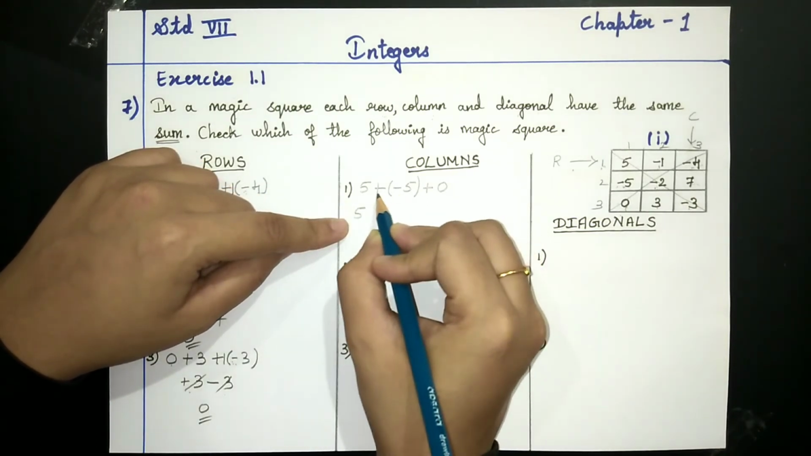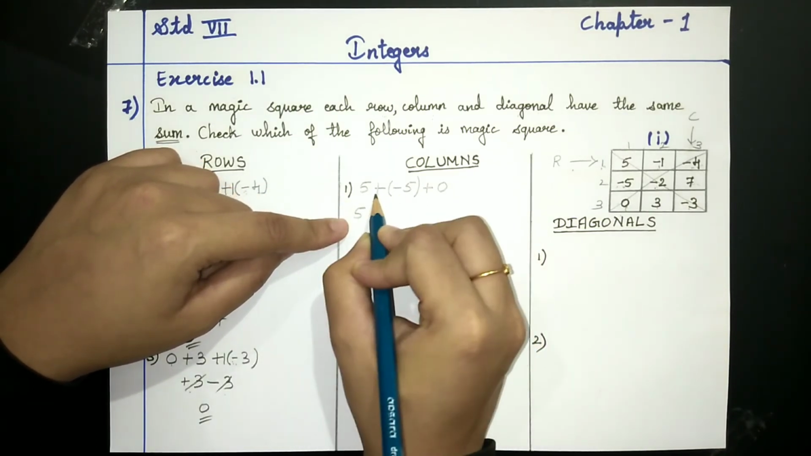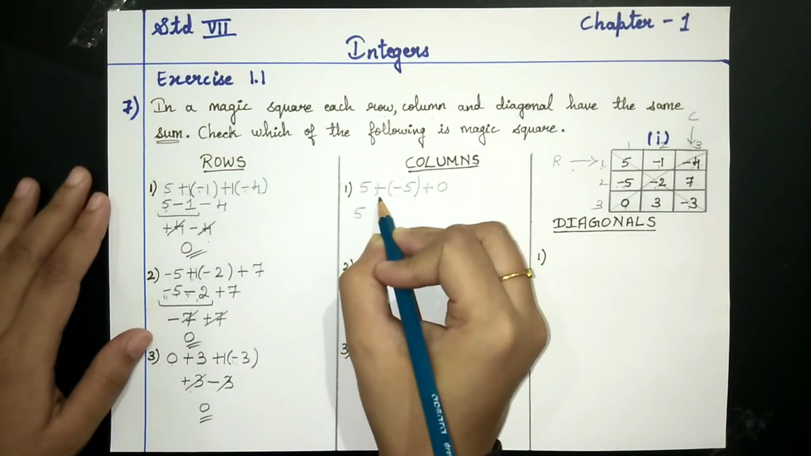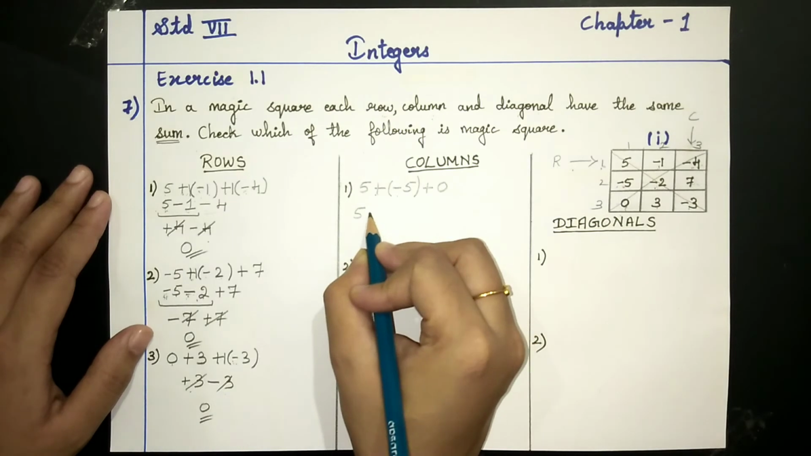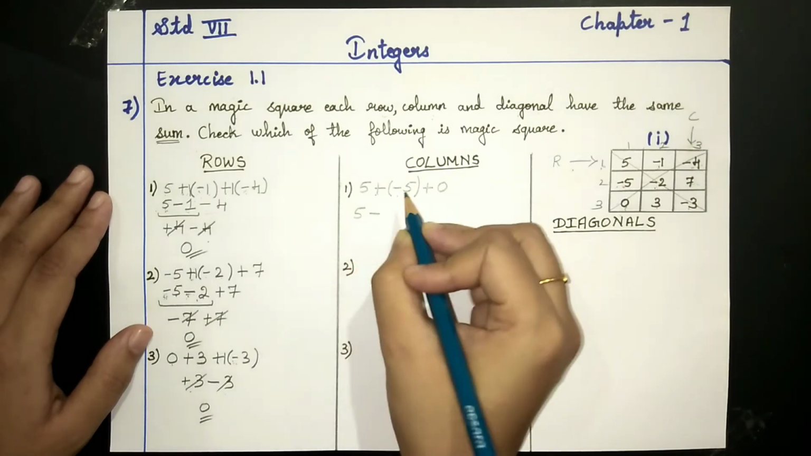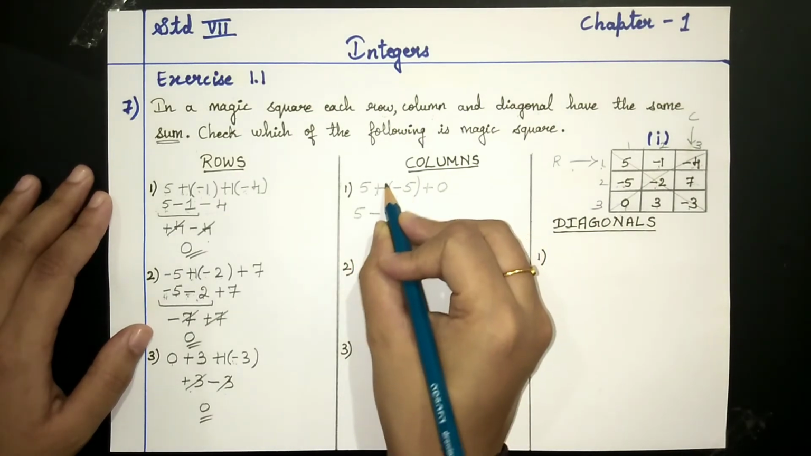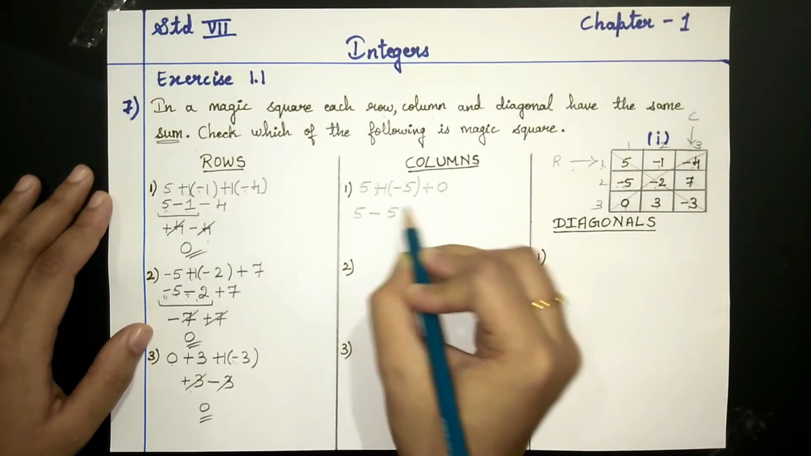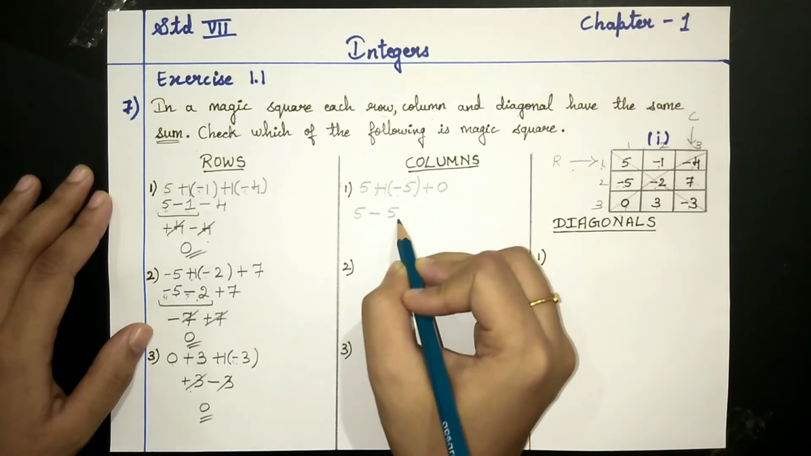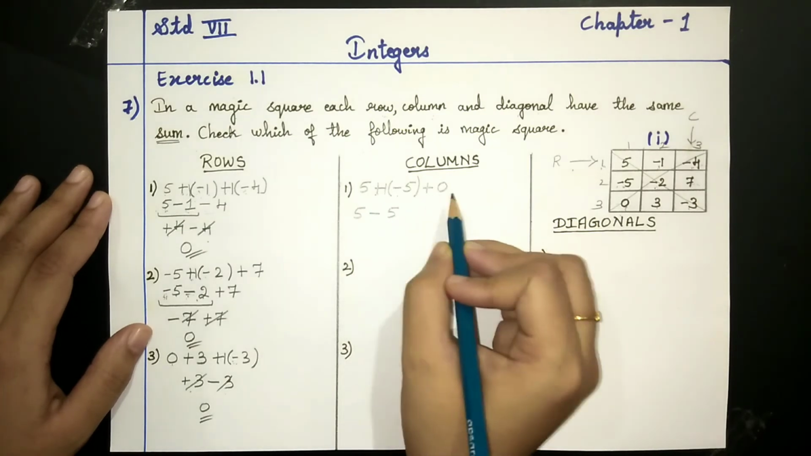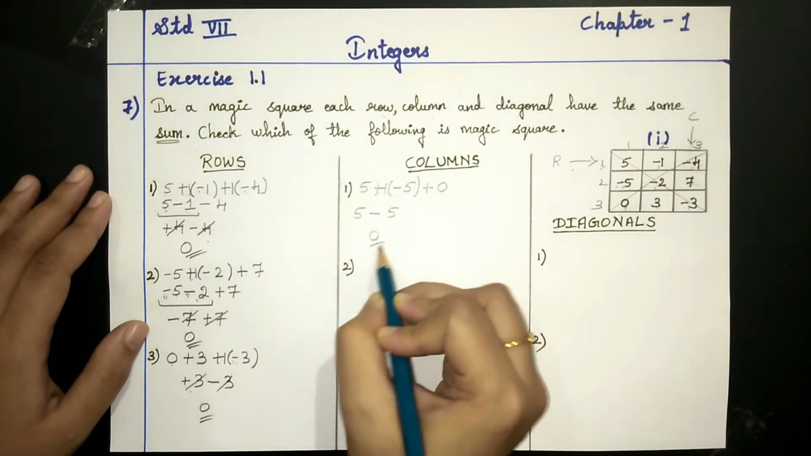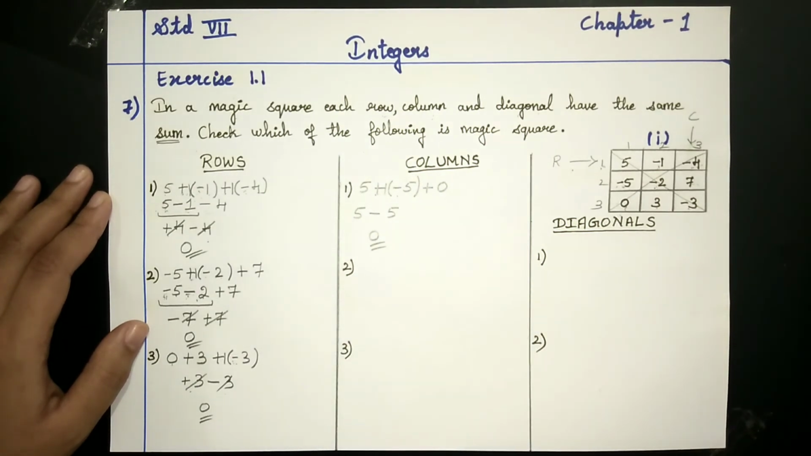Let me solve this bracket first. Outside the bracket it is plus, inside the bracket it is minus. Since the signs are different, for the answer you have to put minus sign, and multiply. Since no number is given, you should assume 1 there. 5 ones is 5, and no need of writing this plus 0 down, because 0 does not have any value. Now 5 minus 5 is 0, so the answer becomes 0.